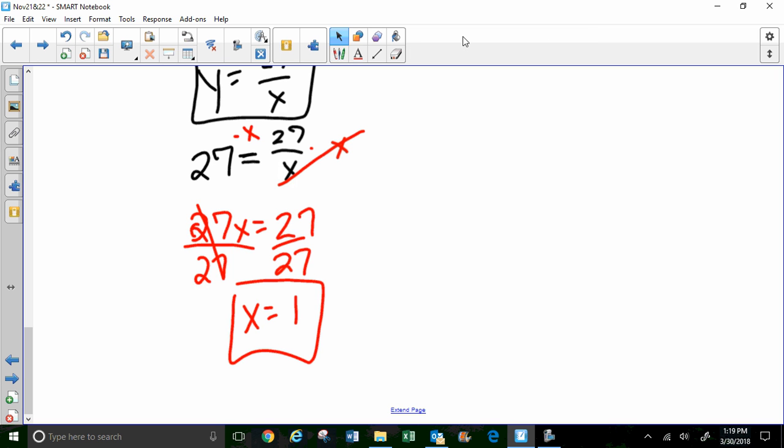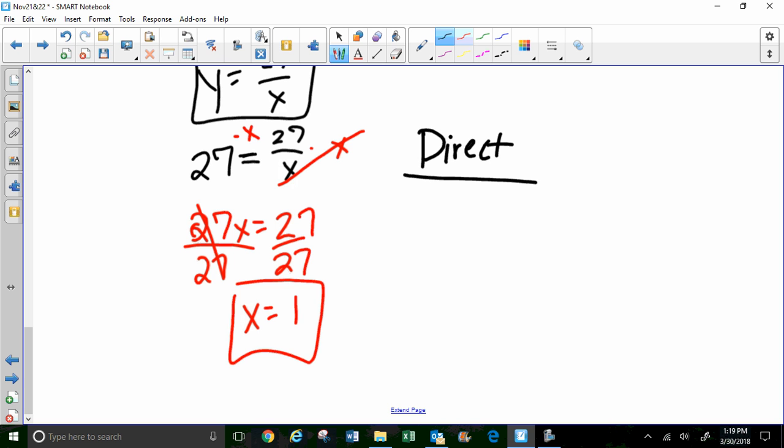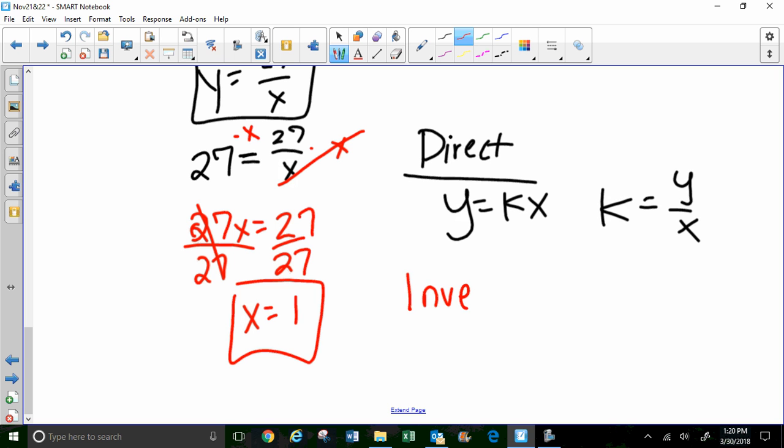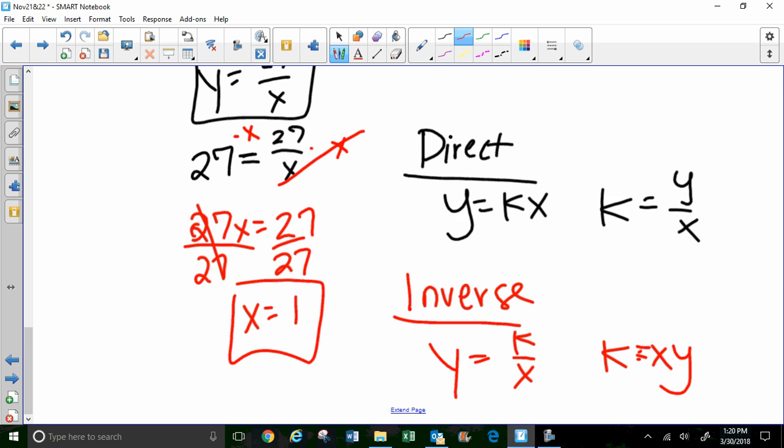So there's really not much you can do with direct and inverse variation. Here are the key points. Direct is y equals kx. To find the constant, we divide y over x. Inverse is y equals k over x, and to find k, we multiply x times y. So those are the highlights, and really you're just writing the equation or finding k. There's not much to it.